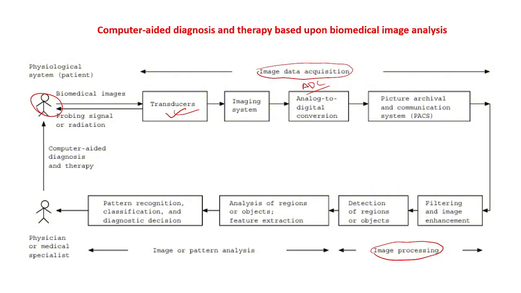Now the image processing part is filtering and image enhancement. The next one is detection of regions of the object. So we can detect the region of the object and remove the noise, background, and other things. The next part is image or pattern analysis. In this process we analyze the region of the object and extract features of the object. That means pattern recognition, classification, and diagnostic decisions.